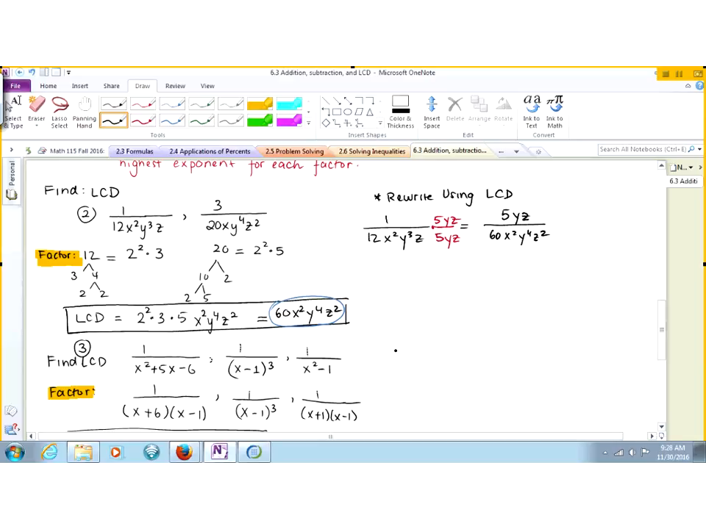Yeah. Can you guys do number 3 and number 4? So rewrite using the LCD. So 2 things: you have to find the LCD and then you rewrite using the LCD for number 3 and number 4.